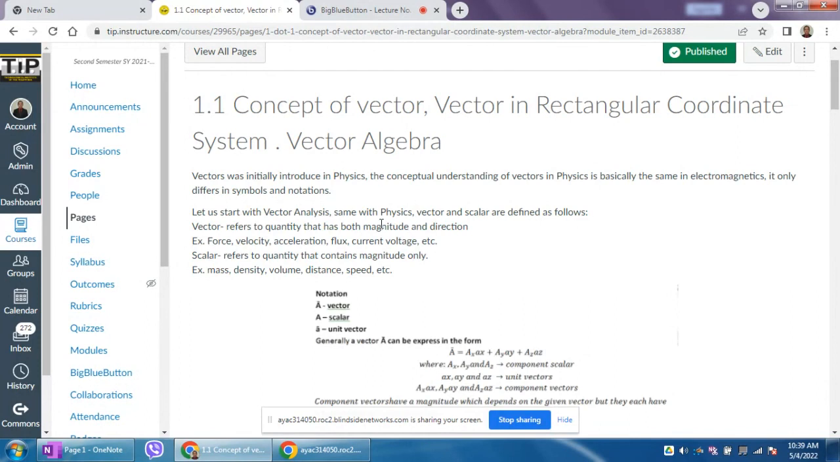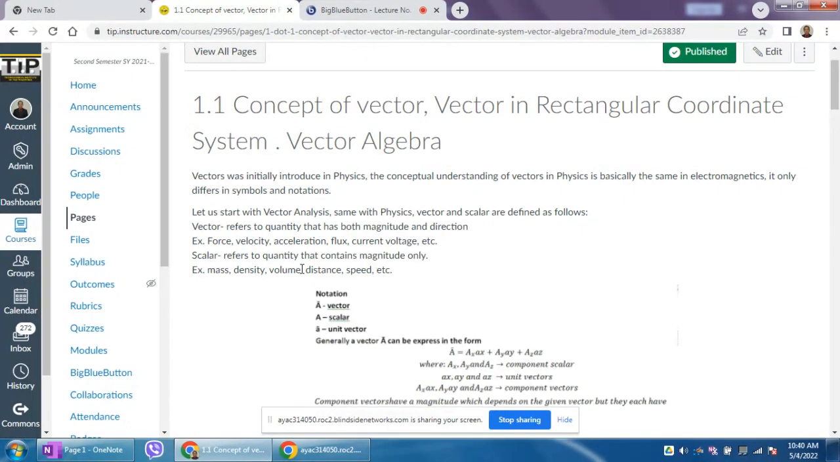Okay, going back to our discussion, so 1.1. So again, familiar na po kayo sa vectors in your physics classes. No? So vectors was introduced, scalars were introduced. No? So in electromagnetics, ito po yung gagamitin natin. So basically, the definition of vectors, this refers to quantities that has both magnitude and direction. Example of vectors, we have the forces, velocity, acceleration, flux, current, voltage, etc.